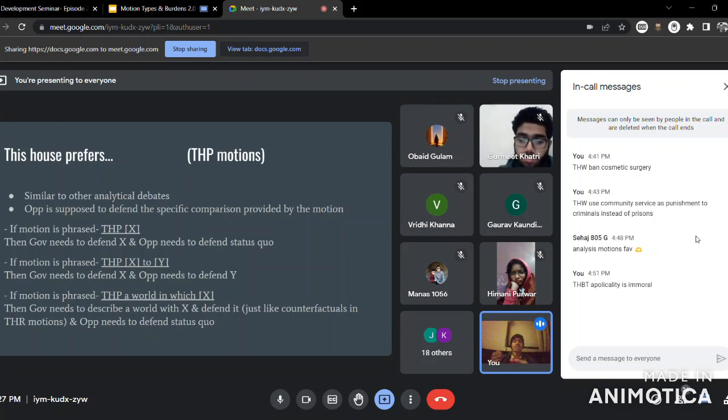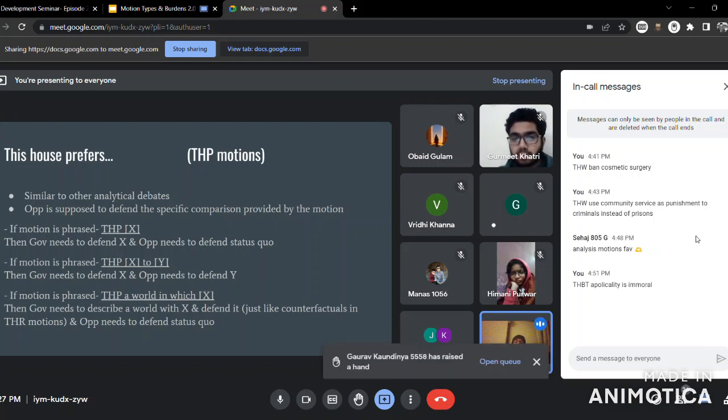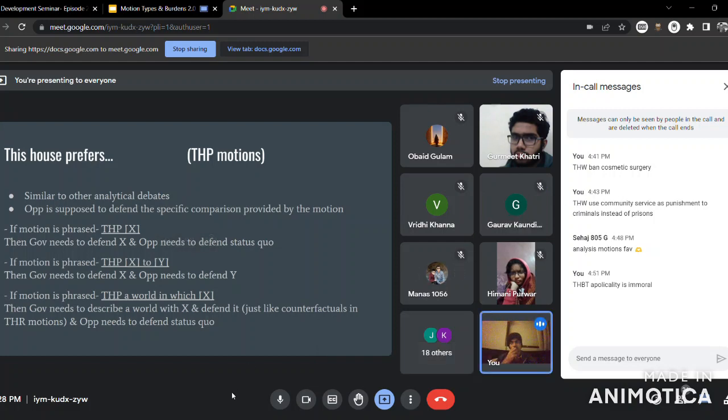If the motion is that this house prefers compulsory military conscription, which is basically that everyone has to join the army or serve in the army for at least a certain period, the debate is between that particular method versus the status quo. Gaurav, yes, do you have a question?